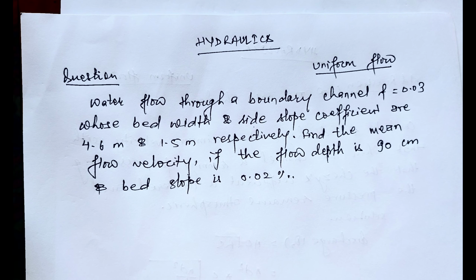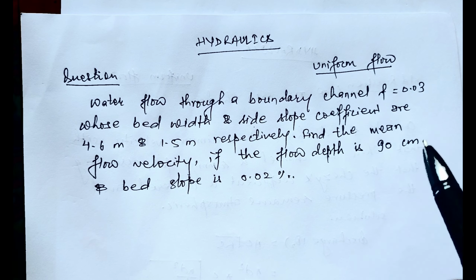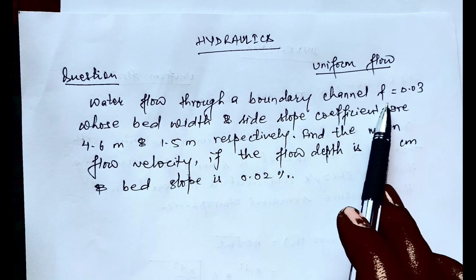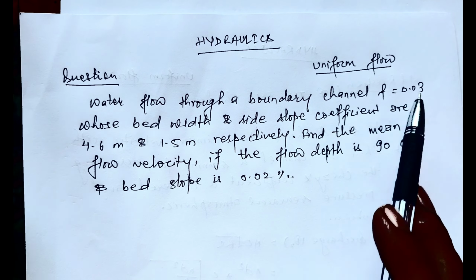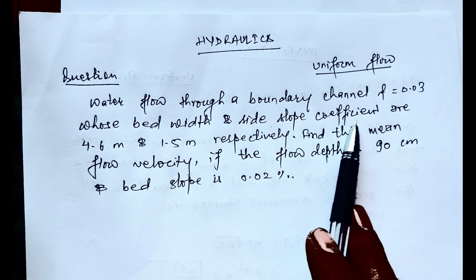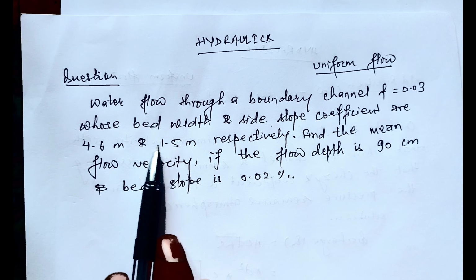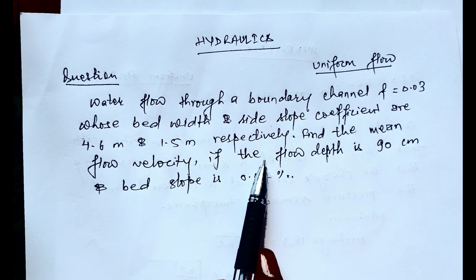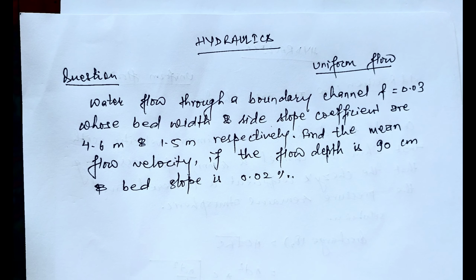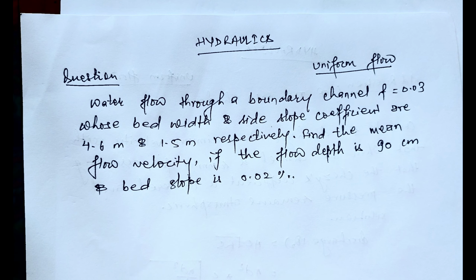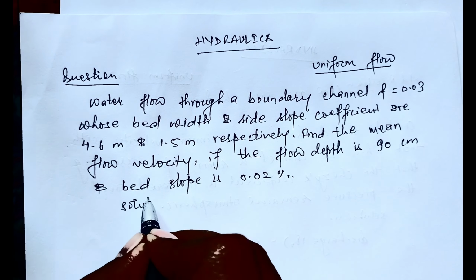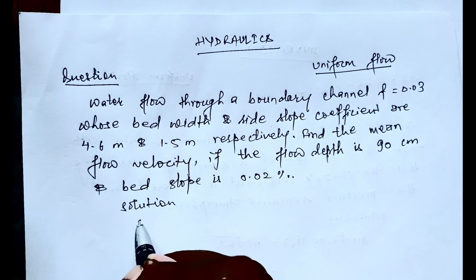In this video we'll solve one numerical problem related to uniform flow. The given question is: water flows through a boundary channel where f equals 0.03, whose bed width and side slope coefficient are 4.6 m and 1.5 m respectively. Find the mean velocity if the flow depth is 90 cm and bed slope is 0.02%.